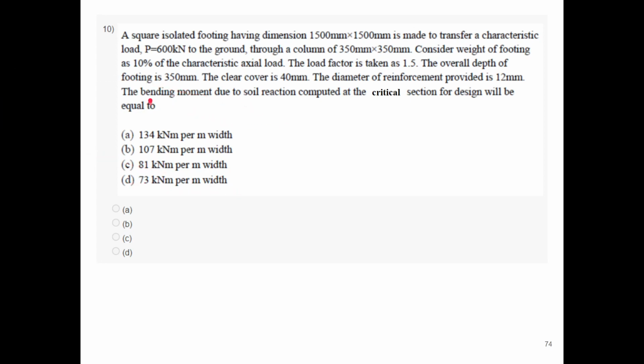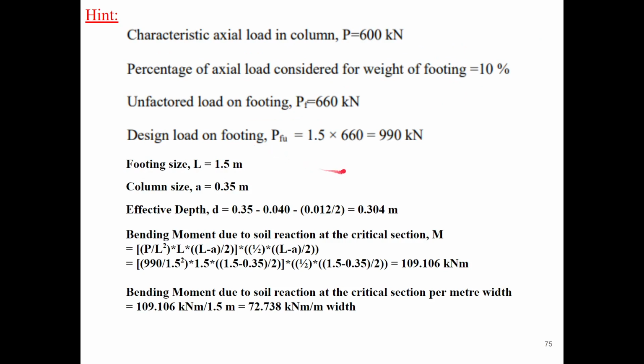Okay, so which will be the correct bending moment due to the soil reaction computed at the critical section for design per meter width? In this case, similar to the last few questions, the characteristic axial load in column P is 600 kilonewton. The percentage of axial load considered for weight of footing is 10%. The unfactored load acting on footing therefore is 600 plus 60, that is 660 kilonewton. The design load or factored load is 990 kilonewton, and the footing size is 1.5 meter, column size is 0.35 meter, effective depth is 0.304 meter.